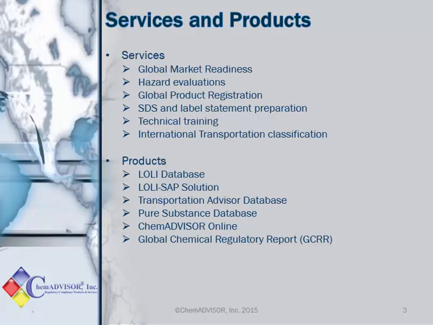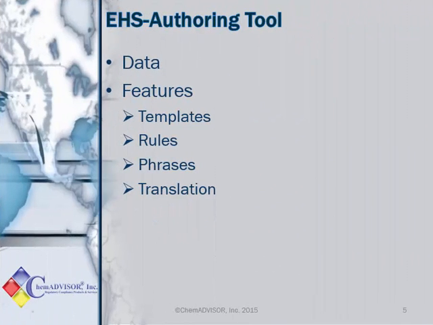The GCRR provides chemical regulatory requirement summaries for today's largest and most important economies to help you plan and support product activities around the world. And finally, there's the EHS Authoring Tool. This is the latest generation of ChemADVISOR's authoring systems, created by SDS authors for SDS authors.